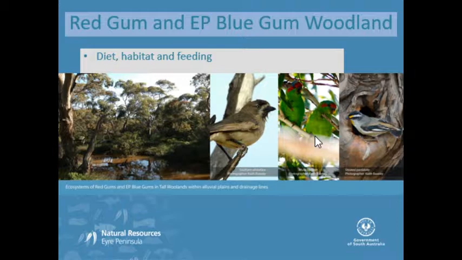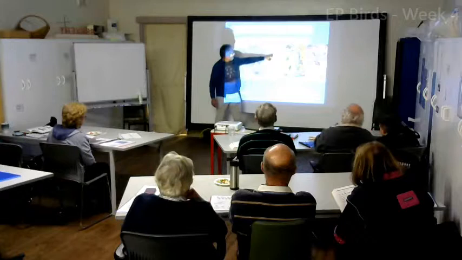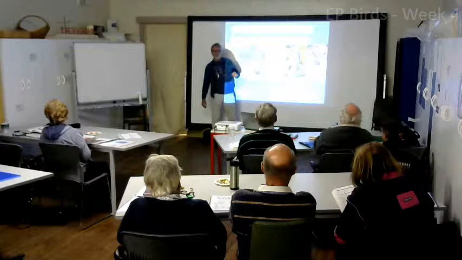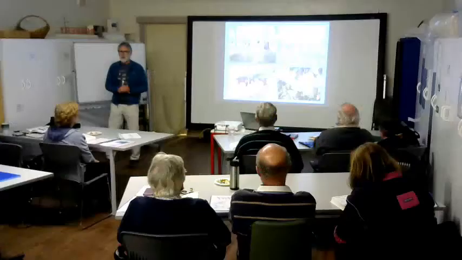Then things like the ridge-fruited mallee shrublands. They have a suite of birds tied to them. Purple gaped honey eater, which we saw briefly last week. We saw the quite distinctive yellow markings and the black, but the purple gape, you need the sun on them to see that. Then things like the tawny-crowned honey eater and the southern scrub robin. And southern scrub robins, they're a bird that are declining in distribution, but we get a lot of them across EP in different habitats. So starting to think about different habitat types and the birds associated with them is important.